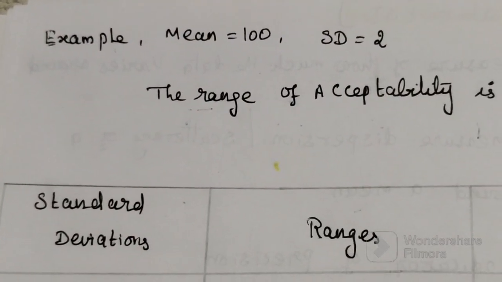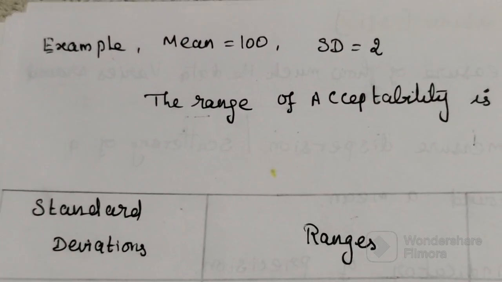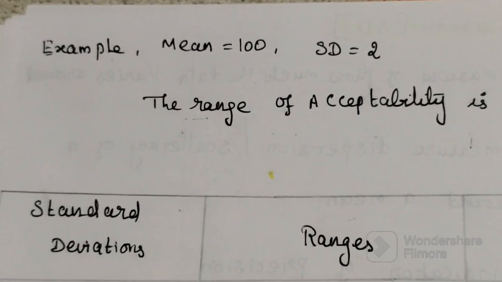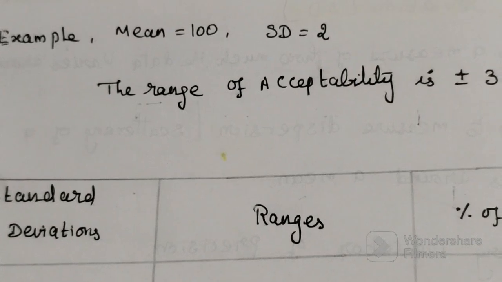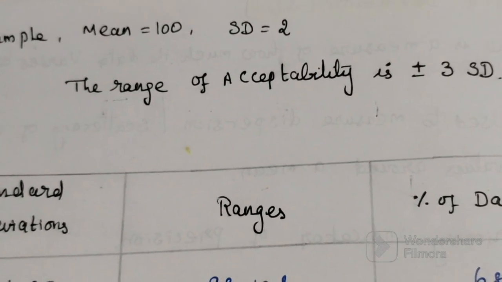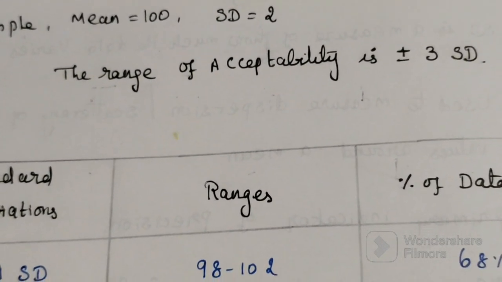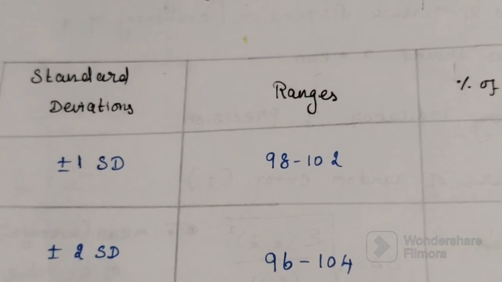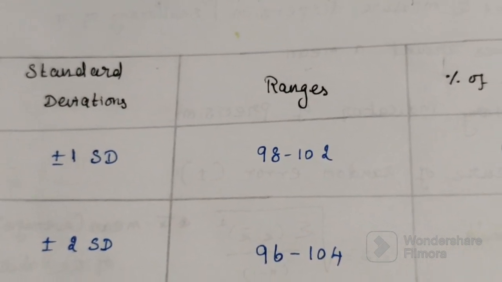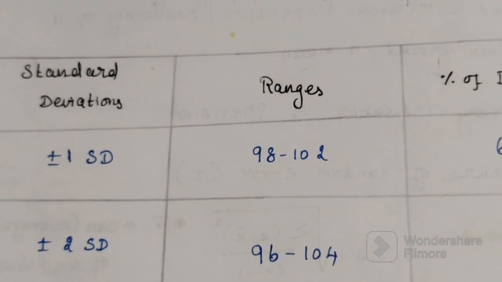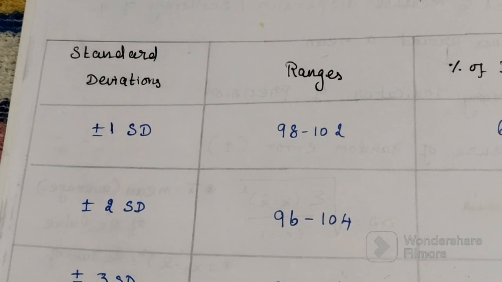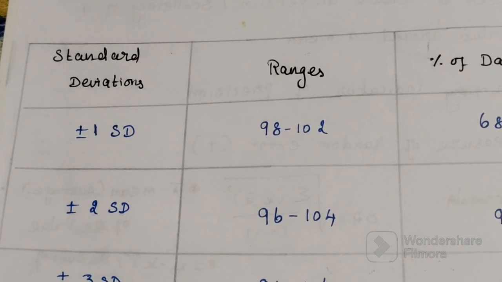The mean and standard deviation of control values are used to calculate the range of acceptability, that is plus or minus 3 standard deviations. So these two statistics are used to find the range of an analyte. How do we calculate the range?